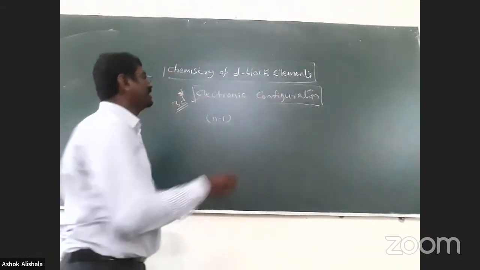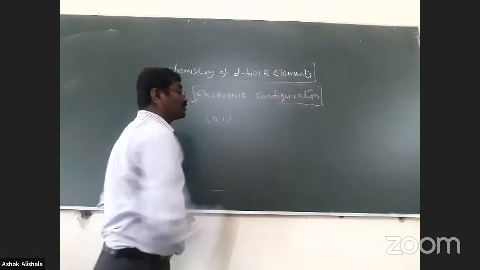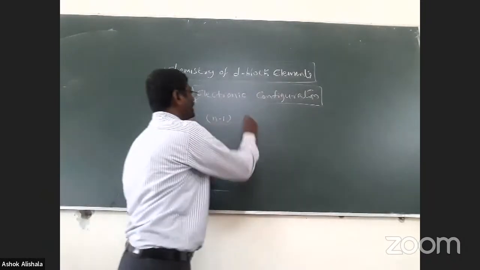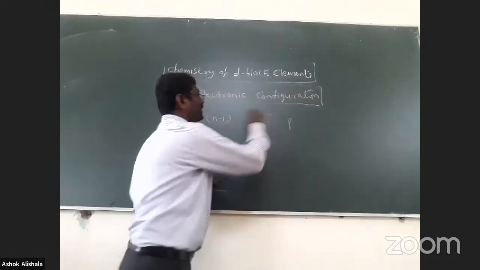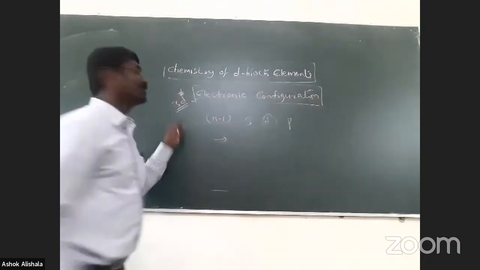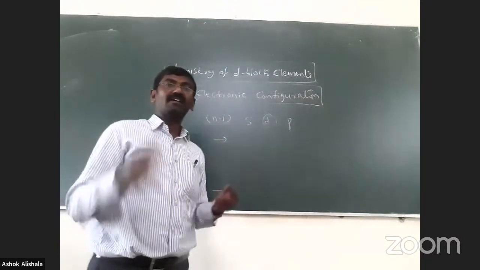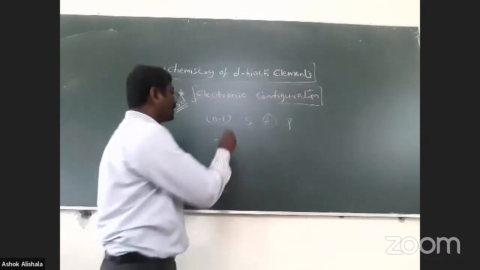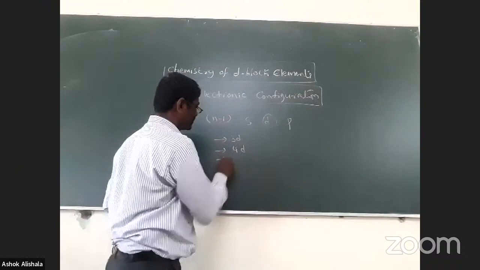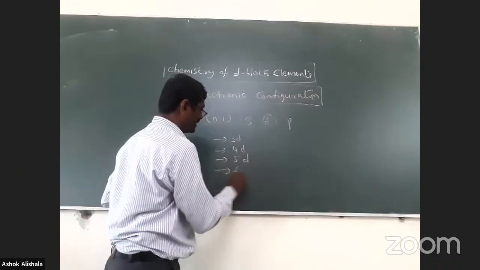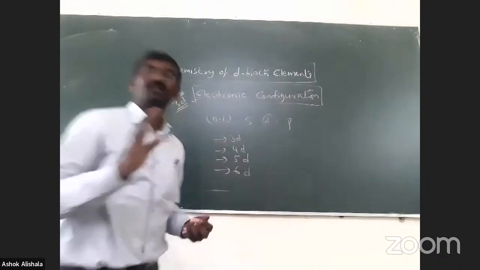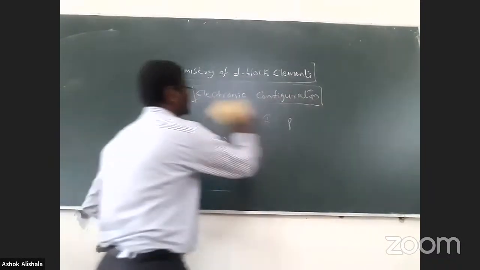So you know D block elements. What is the position of the D block elements? They are in between the S and P block. There are four series: 3D series, 4D series, 5D series, and 6D series. Right. So these are the four series of the D block elements, 40 elements.